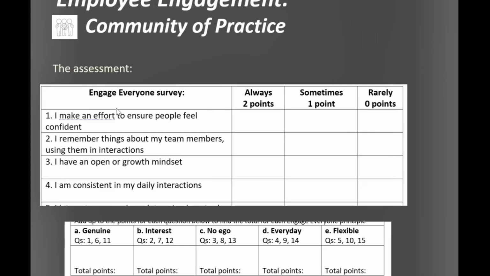This is just a quick little snapshot of the survey. It's just a quick 3-point Likert scale: 0, 1, and 2, rarely, sometimes, always. And then we score that across these five areas: genuine, interest, no ego, everyday, and flexible. Those are aligned with our definition of leadership that gets us to a highly engaged organization.